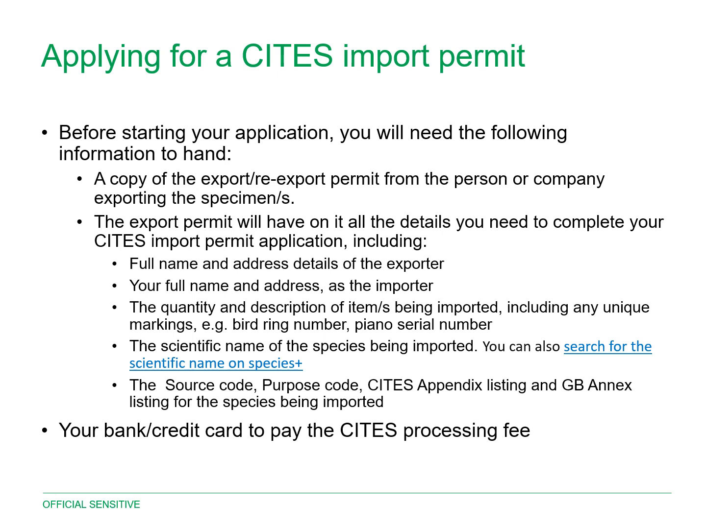To find the scientific name, if you do not know it, you can do an internet search using the commonly used name for the species. For example, if we need to find the scientific name for a gyrfalcon, an internet search will show that the scientific name for a gyrfalcon is Falco rusticolus. You can also check the scientific name and CITES listing on the Species Plus website. You will also need your bank card to pay the CITES processing fee.